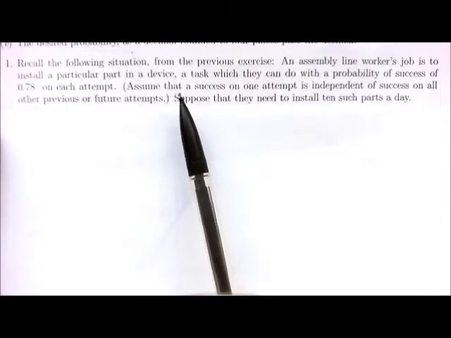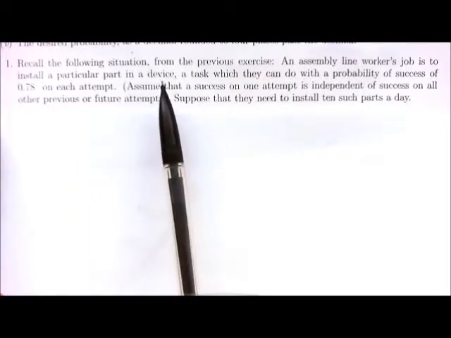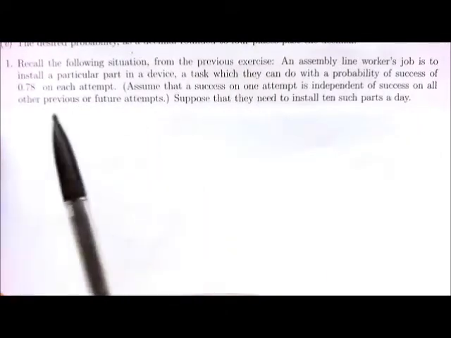This is a scenario that arose in assignment 10, where we have an assembly line worker that needs to install a part in a device, and they aren't always successful on their first attempt or even their second, but on each attempt they have a probability of 0.78 of being successful. And we assume that whether or not they're successful on each trial is independent of how they did on previous or future attempts. And this worker needs to install 10 such parts in a day.